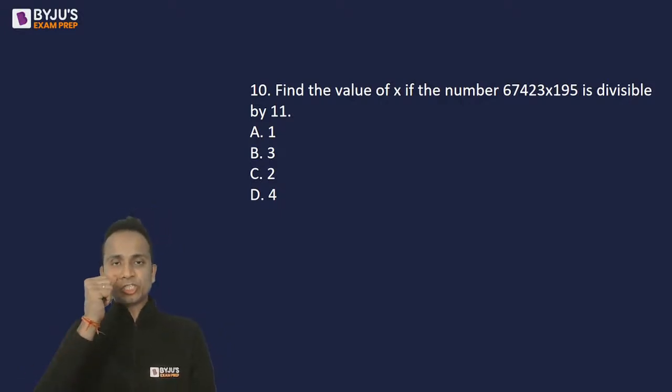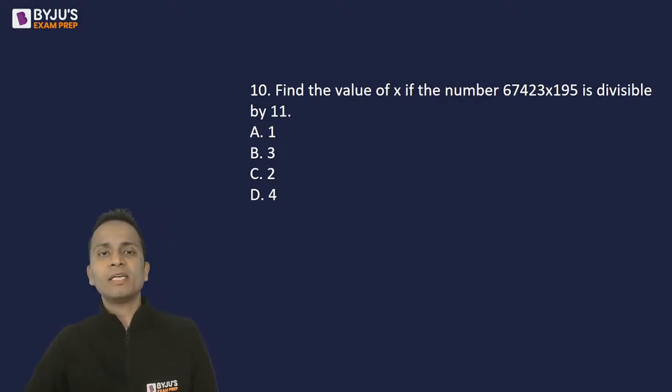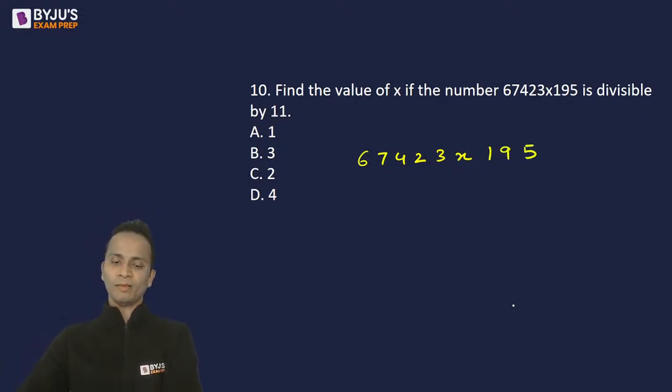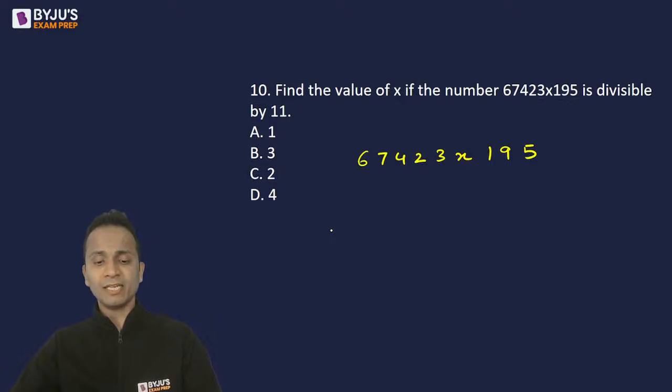Moving on to the last question. Find the value of x if the given number is divisible by 11. Simple. The divisibility rule of 11 will be applied. What is the rule of divisibility for 11? So 11 का divisibility rule क्या होता है? Alternate digits का sum calculate करेंगे, right?